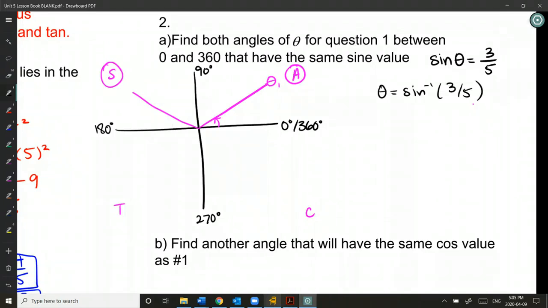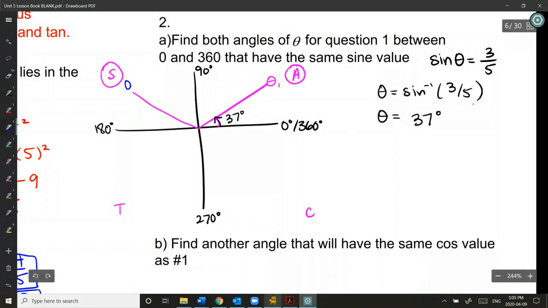So let's enter this into our calculator. And you should get out 36.869, and so on. So let's round this to, just for simplicity's sake, we'll say 37 degrees. So this measurement right here is a rotation from the initial arm of 37 degrees.